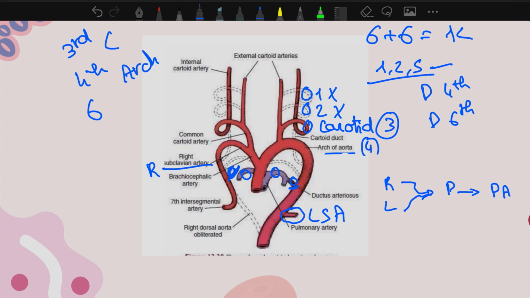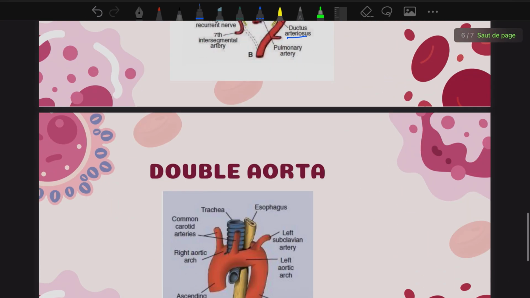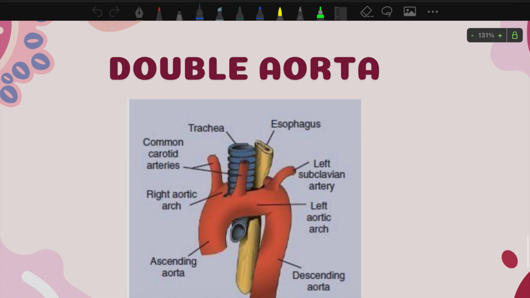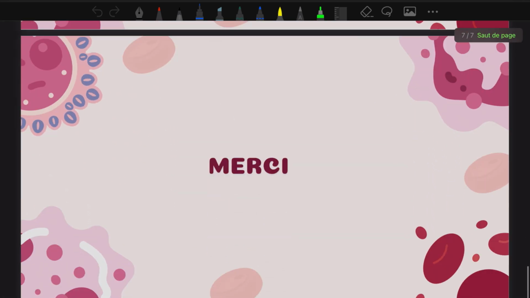Basically, if it persists, you will have a second arch of aorta. So if you have a second arch of aorta, it will compress the structures between them, which are the trachea and the esophagus. And that's what you have to know about the double aorta. Just the distal part of the fourth aortic arch will persist, and it will compress the trachea and the esophagus. And that's it for this lecture, and merci.